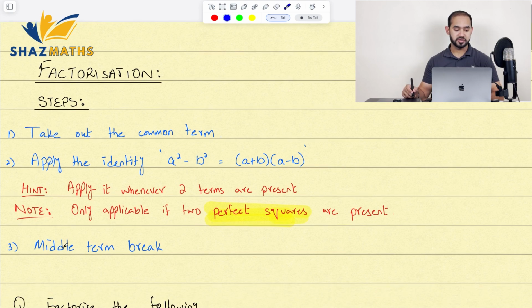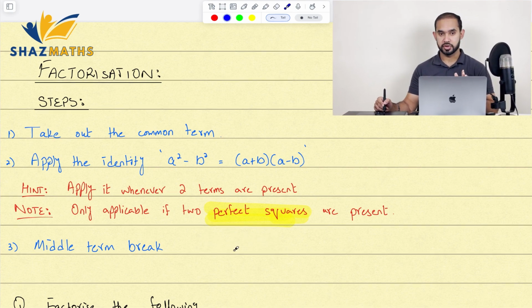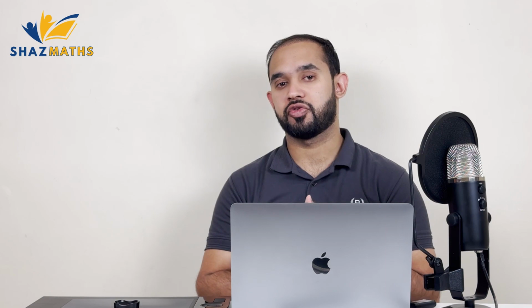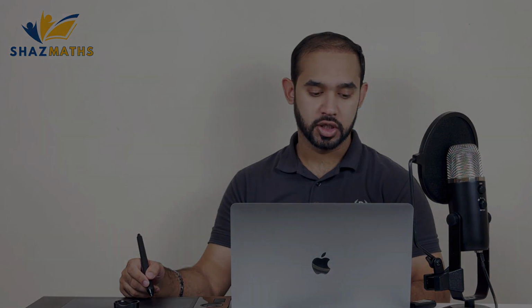The third step is middle term break. This step is only applicable in case of three terms. Whenever three terms are involved, then we will apply this step. In this video, we will do a few more examples of factorization of two terms only, and in the second part of this video series, we will talk about the factorization of three terms. Now let's jump onto it and have a look at how we will actually factorize two terms.